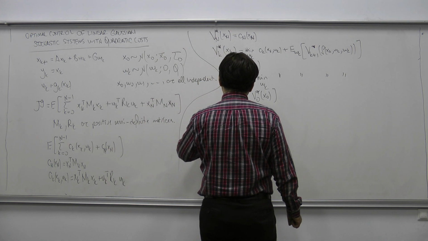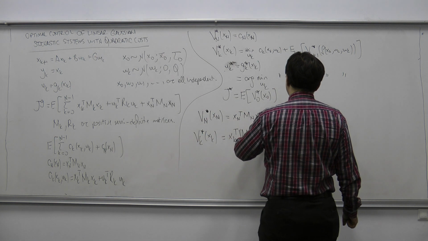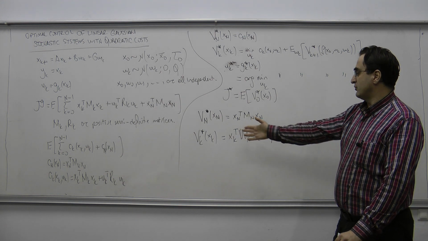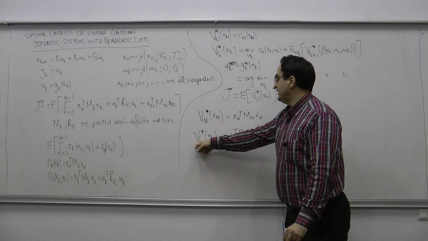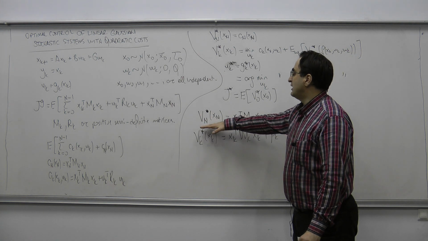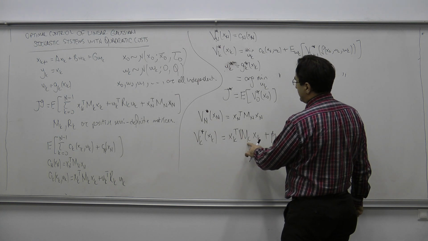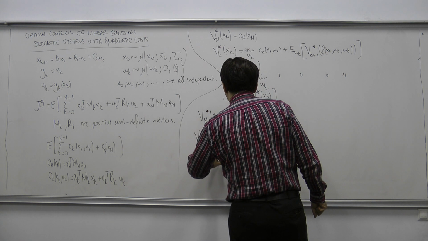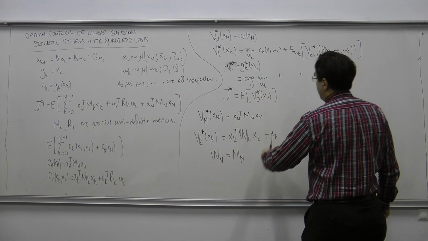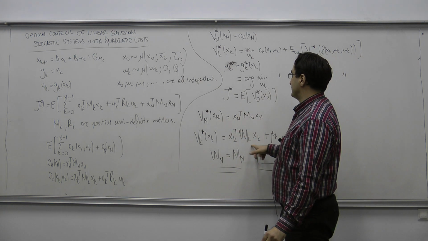Vk star of xk is equal to xk transpose Wk xk plus beta k. Okay? So I'm assuming that such a form of these Vk star functions would be in this form. Okay? And I already see that the last function, Vn star, is in this form. Why is that? Because in this function, if I set k equal to n, then that means Wn is Mn, and beta n is equal to 0. Okay? So I see that the last function is in this form.